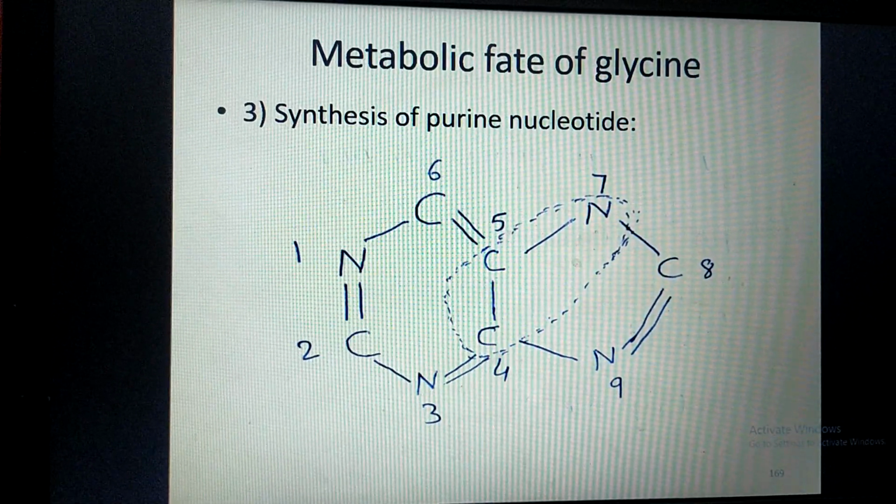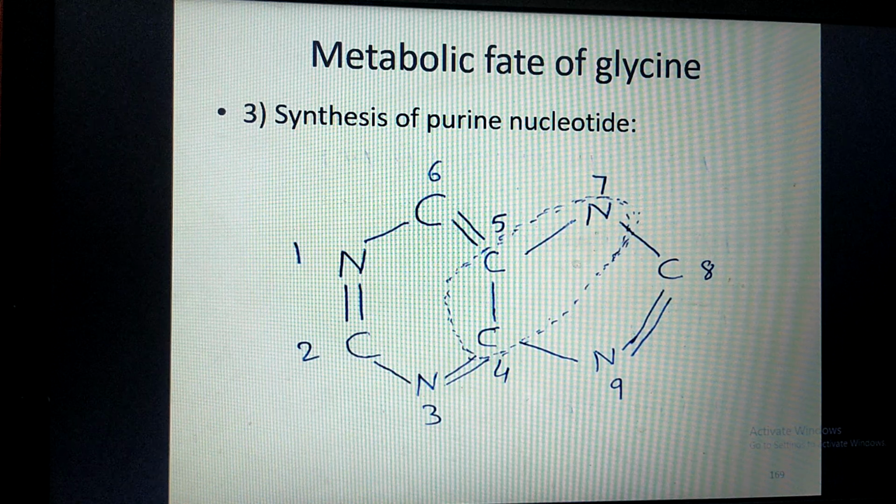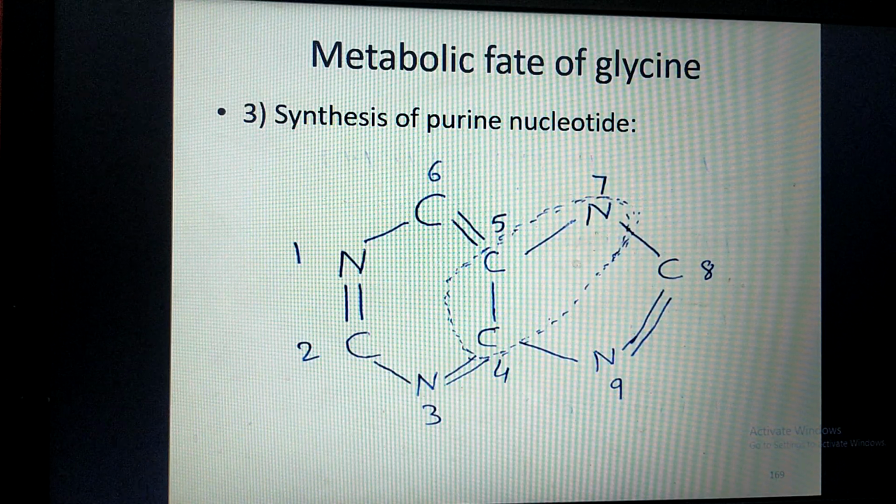Next fate of glycine is synthesis of purine nucleotides. Here I have shown the ring of purine nucleotides. During purine synthesis, the complete glycine molecule is incorporated into the ring of the purine nitrogen base, where it forms C4, C5 and N7 of the purine nucleotide.